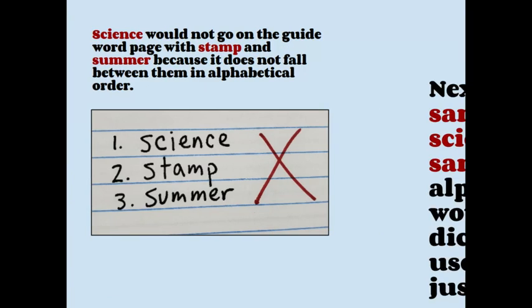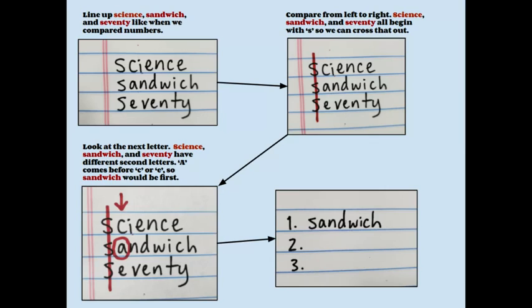Next, let's try science, sandwich, and 70. If science falls between sandwich and 70 in alphabetical order, then it would go on that dictionary page. We will use the same process we just used. Line up science, sandwich, and 70 like when we compared numbers. Compare again from left to right.